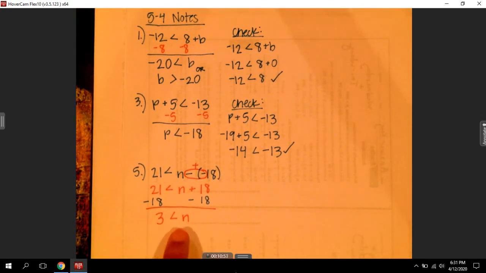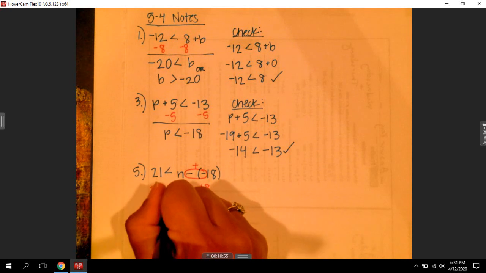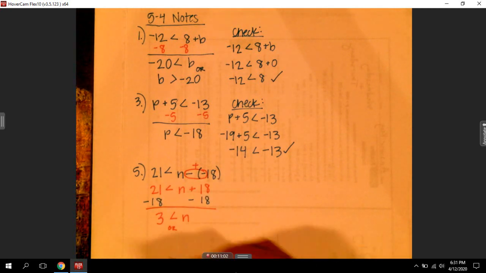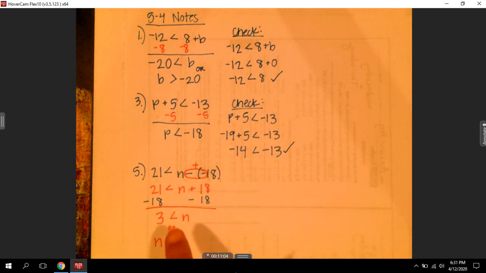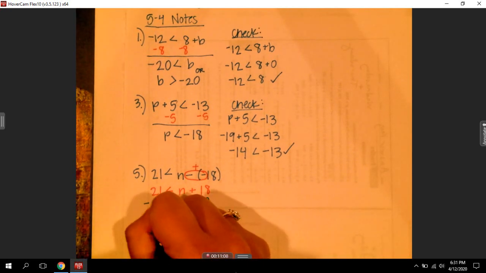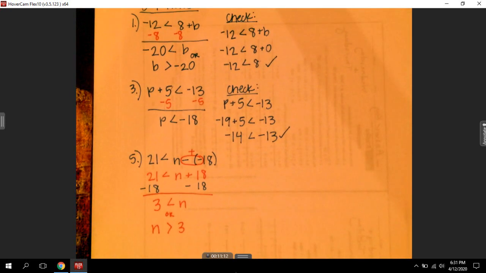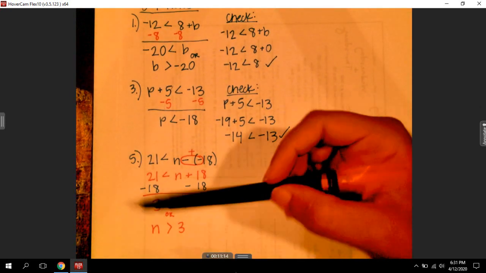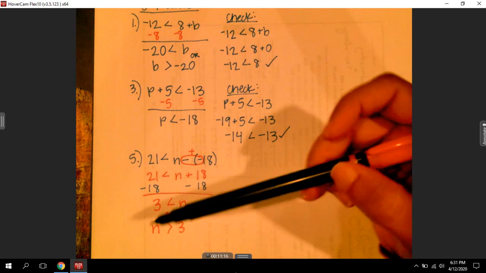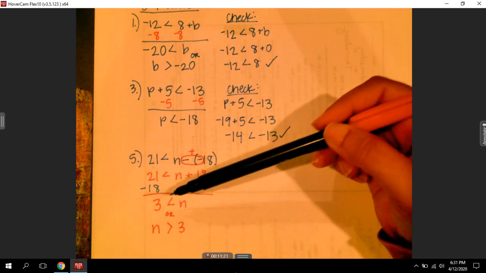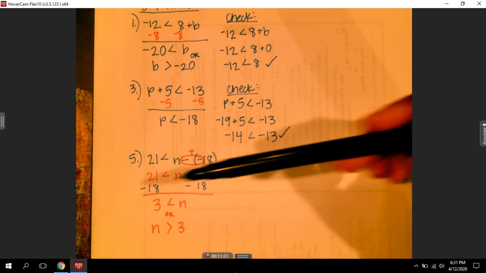So 3 is less than n, or since we normally prefer that variable to be at front, I can flip this all around. So that means I have n, switch this, so this is less than, so it becomes greater than 3. Okay. So when you switch it, again, it just helps you to figure out what number should I be picking? Should I be picking a 2 or a 4? Is it less than 3 or greater than 3?